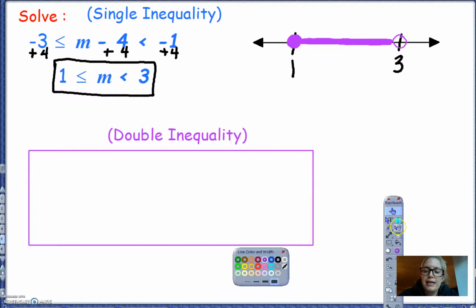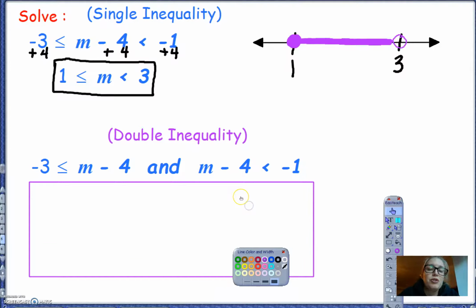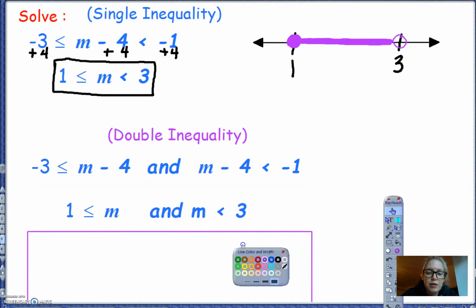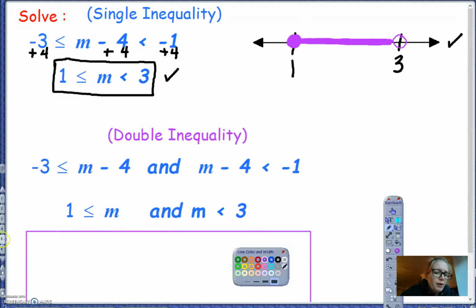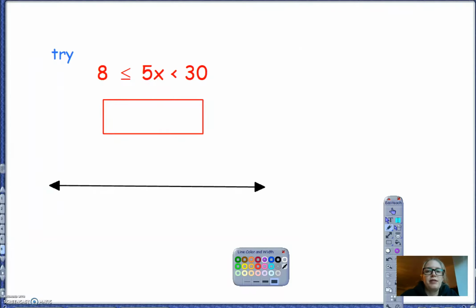Now, the same exact single inequality could be written as two inequalities, a double inequality, where we have -3 is less than m minus 4. And there's your and word, m minus 4 is less than -1. So all I did was break our original inequality down into two, and then you would solve each one, you'd get that with the end, and then you should have the same exact two answers, this one in the box, and our graph.